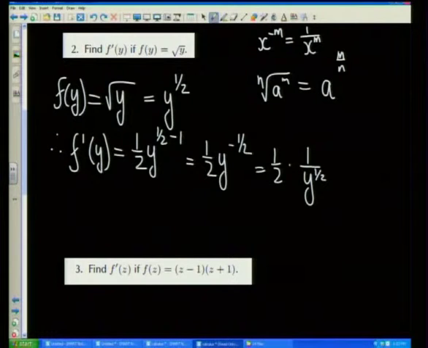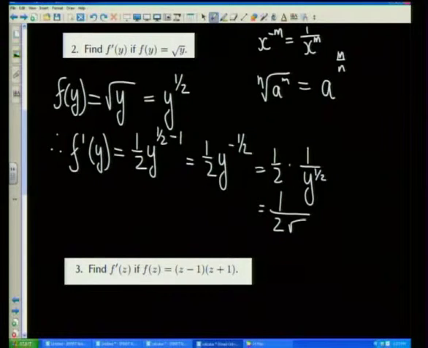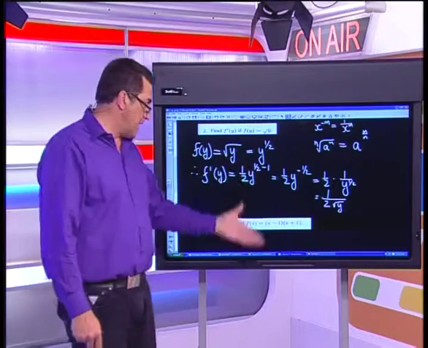Okay, now look at this. This leaves me with 1 over 2. Now I just saw that y to the power of a half is nothing other than the square root of y. Difficult. There's more than one thing to do here.